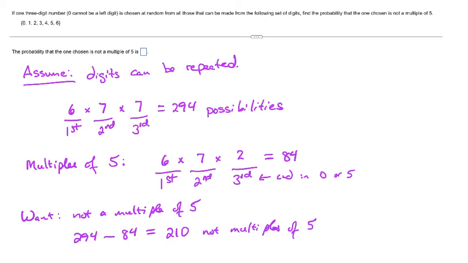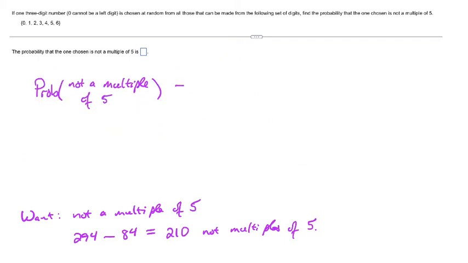And so if we want our total probability of not getting a multiple of 5, then our probability is going to be 210 out of our total possibilities of 294. Or simplified, this gives us 5/7 as our probability.